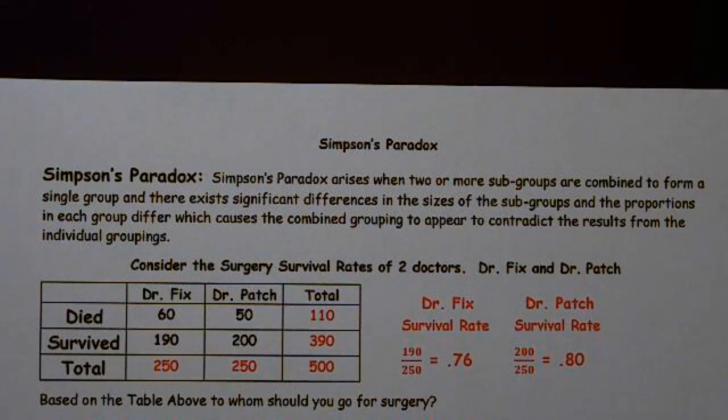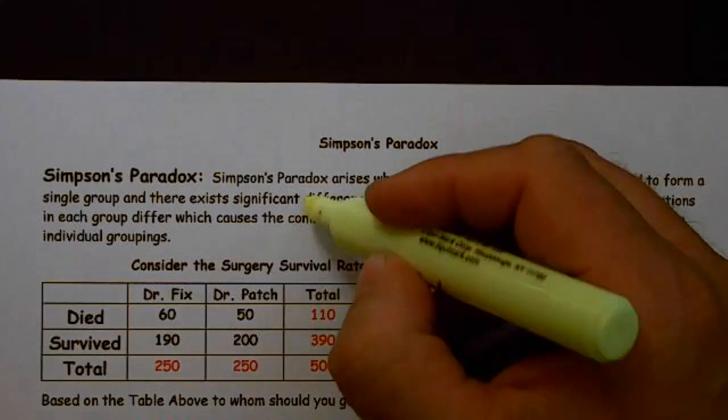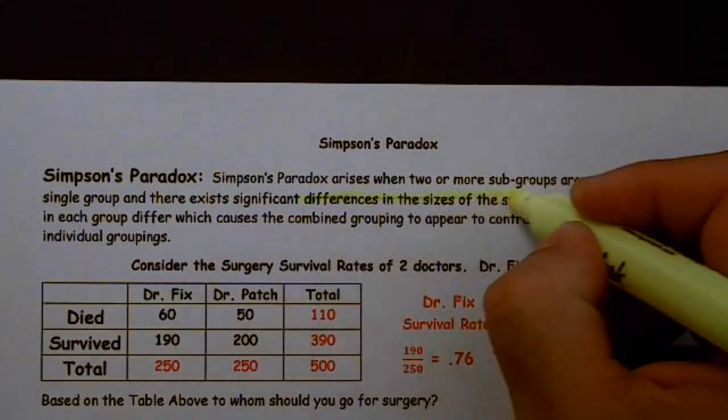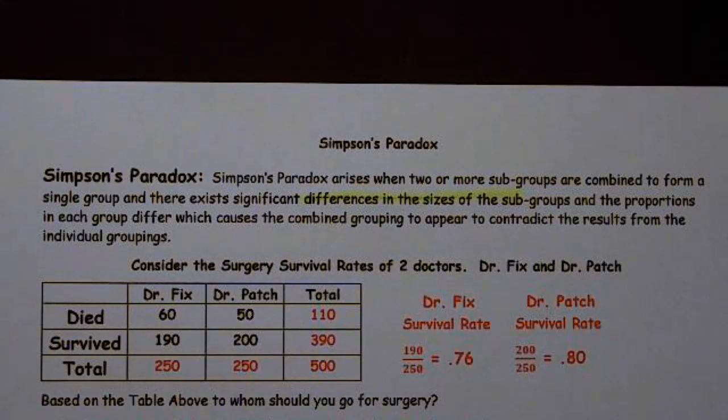It arises when two or more subgroups are combined to form a single group, and there exist significant differences in the size of the subgroups and the proportions, causing the combined grouping to appear to contradict results from the individual groupings. But what's really important is to know that there are significant size differences. So differences in sizes can cause this problem.